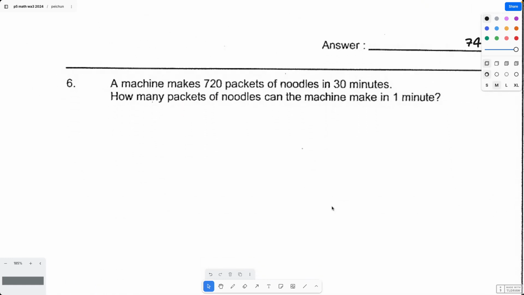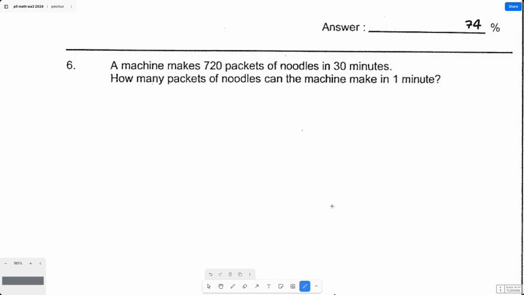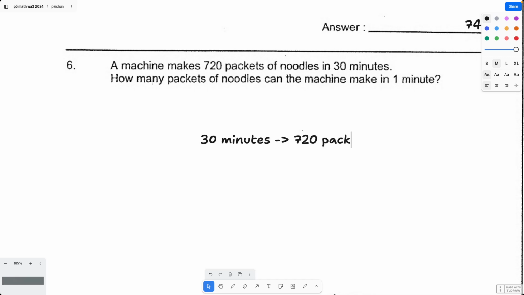All right, let's move on to the next question. Question 6. A machine makes 720 packets of noodles in 30 minutes. How many packets of noodles can a machine make in 1 minute? So, in essence, what we can do is say 30 minutes, it produces 720 packets, right? So, 1 minute, how do we get from 30 to 1 minute? Basically, we just divide, right?